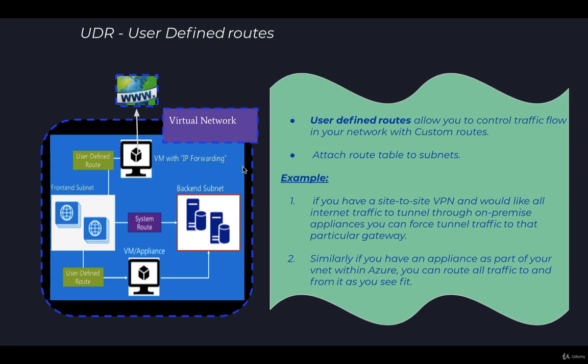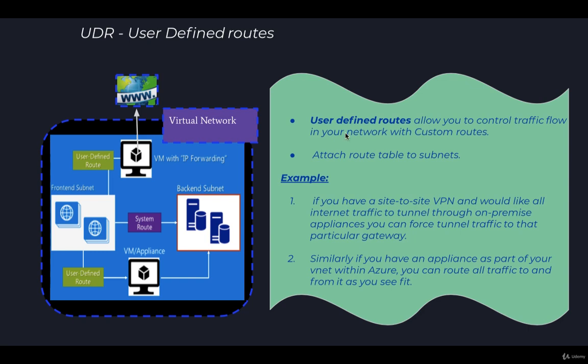In this virtual network we have subnets, and there is already a default route, so traffic within the subnets and traffic within the VNet is allowed. But we want the traffic flow to occur as per our need, so we create different routes.